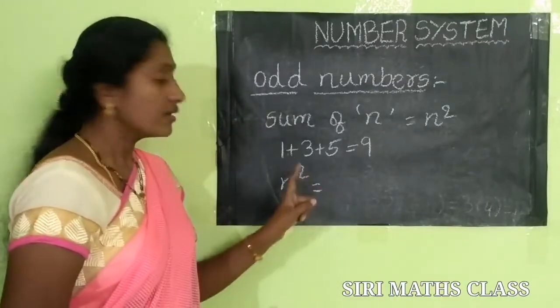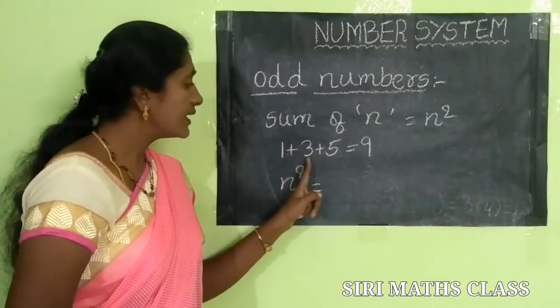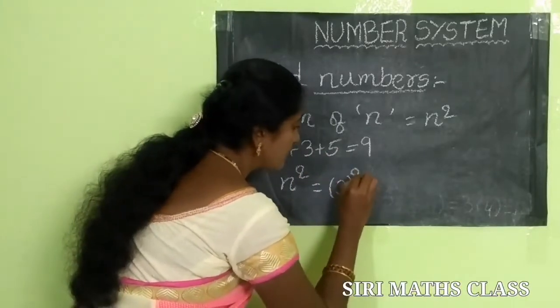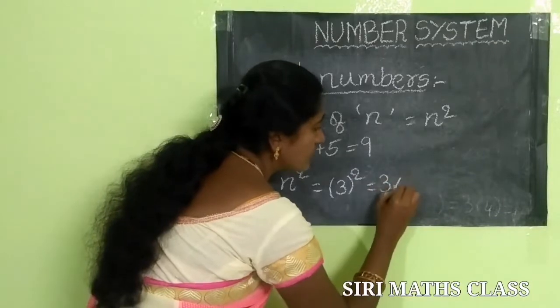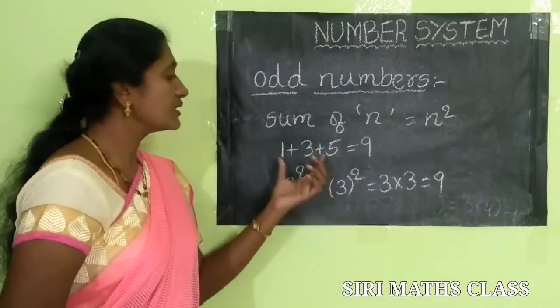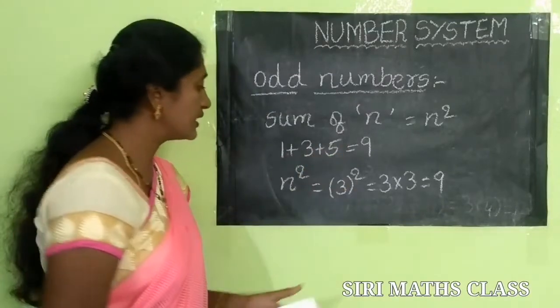N value, how many are there? 1, 2, 3. Three are there. So n value is 3. 3 square is nothing but 3 into 3. 3 3s are 9. In these small cases, we get the answer easily.